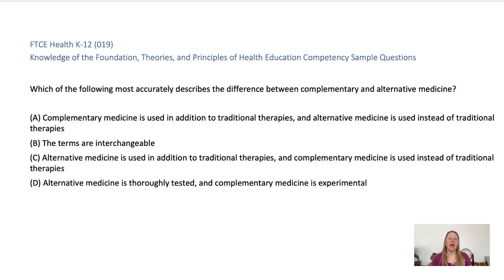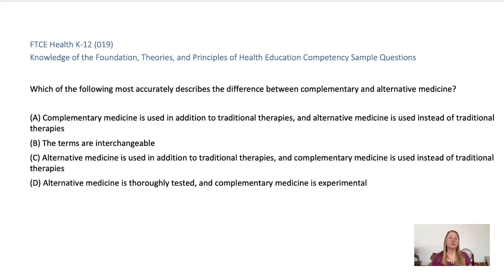Which of the following most accurately describes the difference between complementary and alternative medicine? A. Complementary medicine is used in addition to traditional therapies, and alternative medicine is used instead of traditional therapies. B. The terms are interchangeable. C. Alternative medicine is used in addition to traditional therapies, and complementary medicine is used instead of traditional therapies. D. Alternative medicine is thoroughly tested and complementary medicine is experimental.